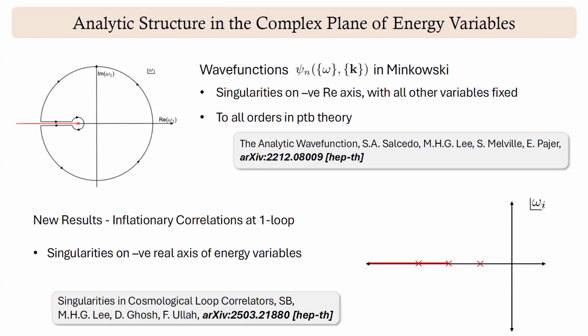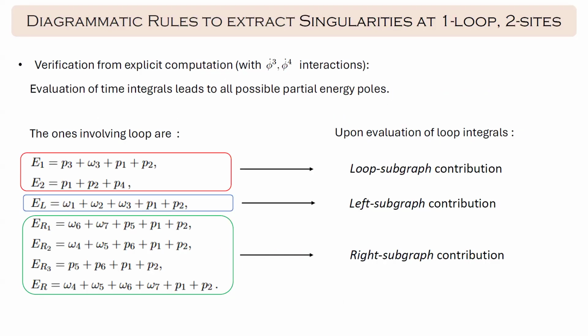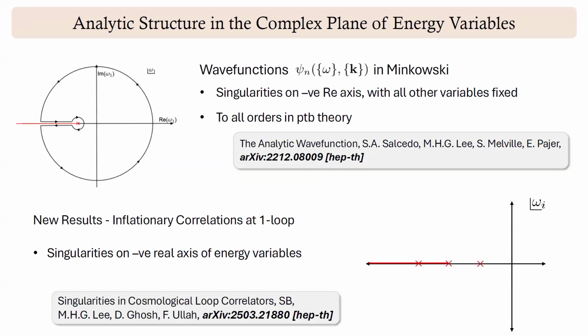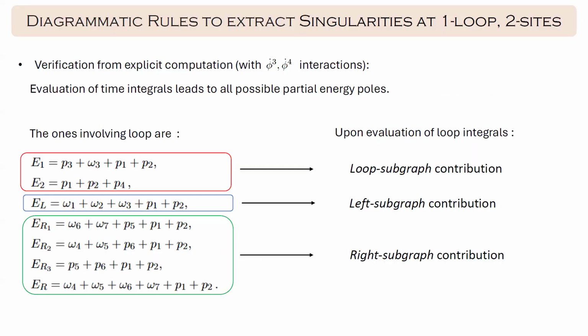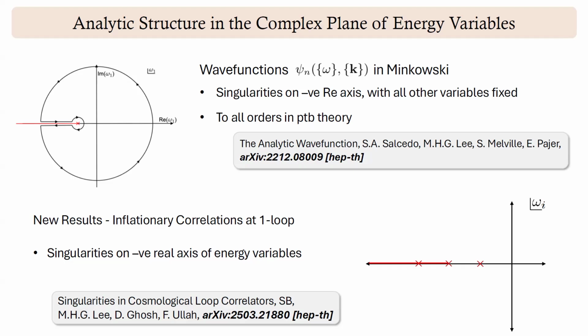Okay, so to summarize, the logarithms that you're producing, the arguments are all obtained by summing the energies. This tells you that if you look at the analytic structure of these correlators in the complex plane of one of the energy variables, you would see that the poles and branch cuts all lie along the negative real axis. This is because the arguments are all obtained by summing over the energies. This is in agreement with what these people found, to all orders in perturbation theory. For flat space wave functions, you also see poles and branch cuts only along the negative real axis of the energy variable.